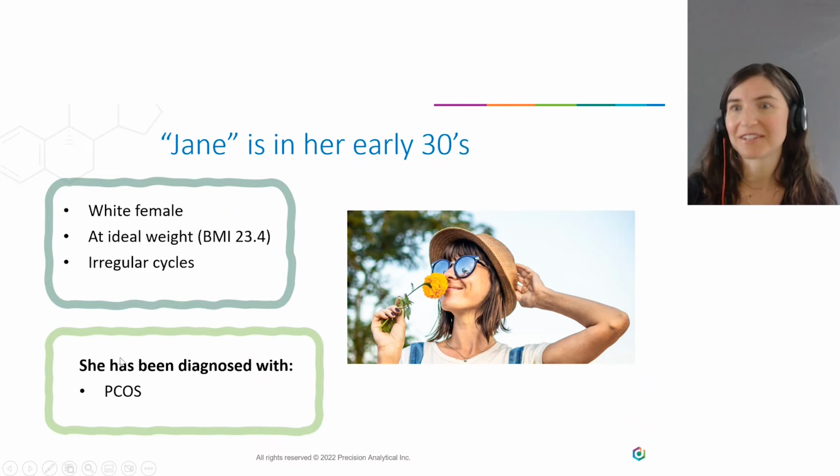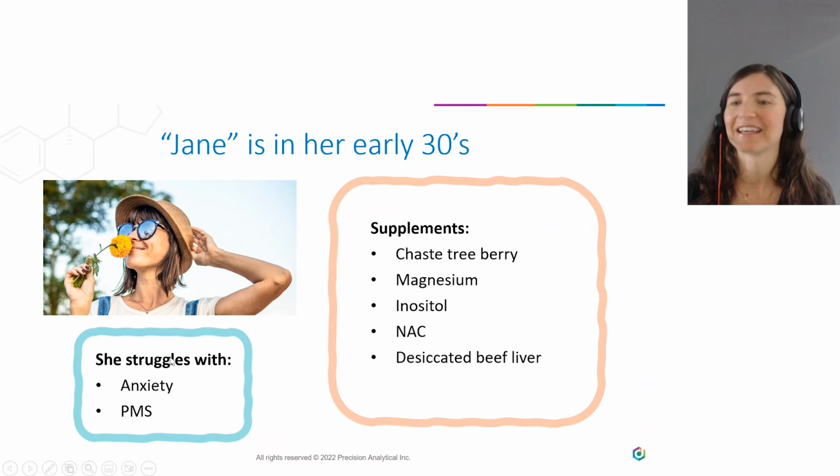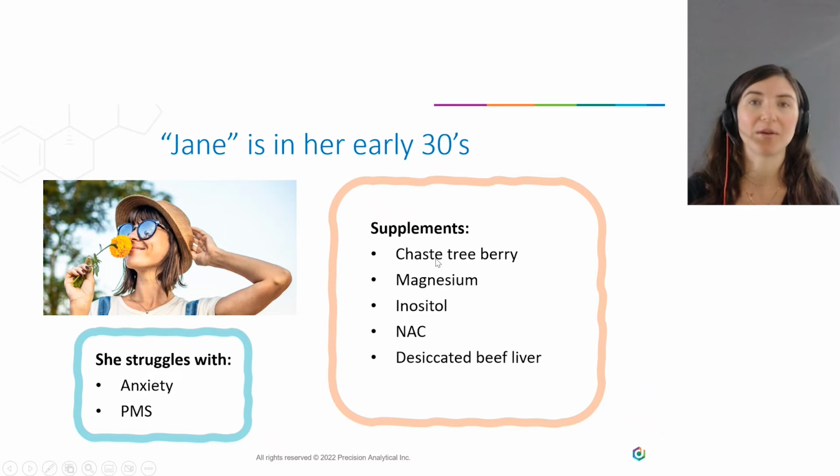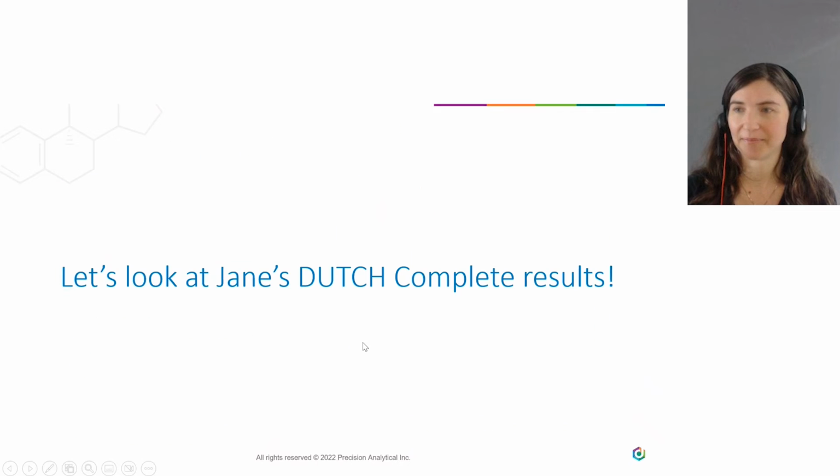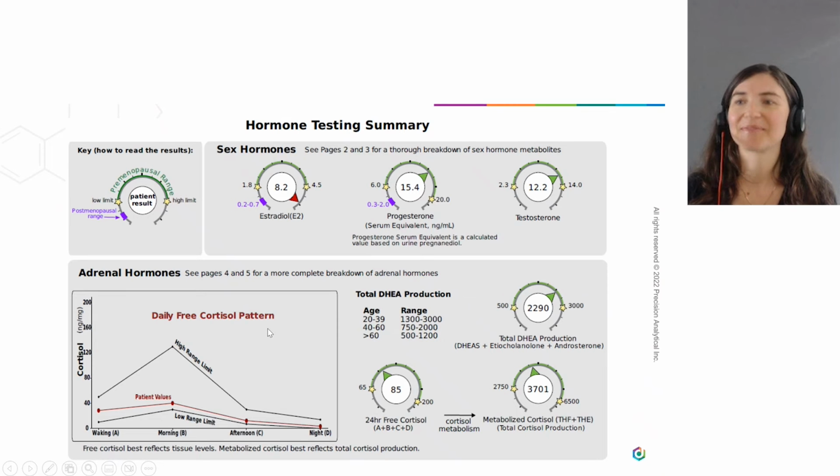So we often see irregular cycles with PCOS. She struggles with anxiety and PMS, so a lot of mood issues. And she supplements with chaste tree berry, probably using that to help regulate her cycles. Remember, chaste tree helps with ovulation and progesterone production. Magnesium, inositol, NAC, and some desiccated beef liver. So let's look at her results.